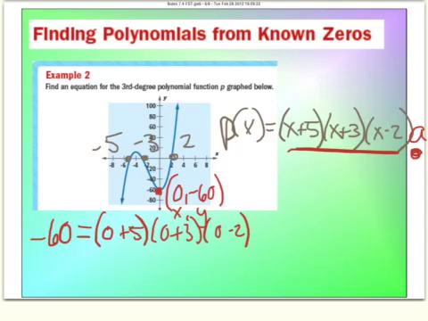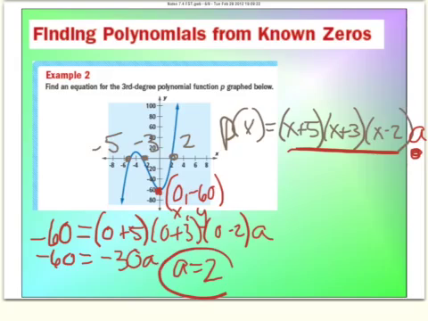Well, when you simplify this, we're going to have 5 times 3 times -2. 5 times 3 times -2 is going to give me -30 with the a. And if you solve this for a, you would divide by -30. So a is actually equal to 2, which means there is a stretch to this graph. So what does the final equation look like? It's this. The p of x function is equal to 2 as a stretch, and then we would have the other factors with it.